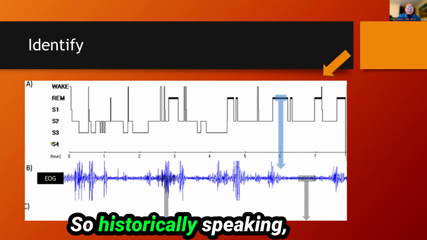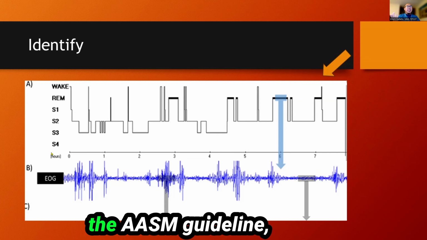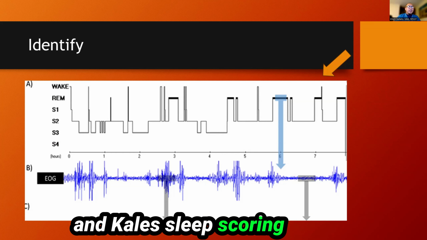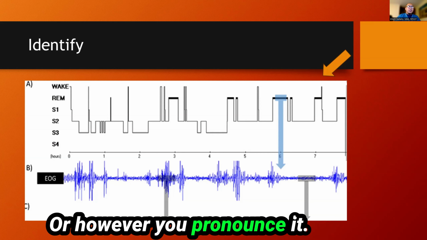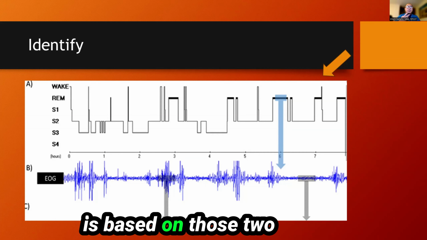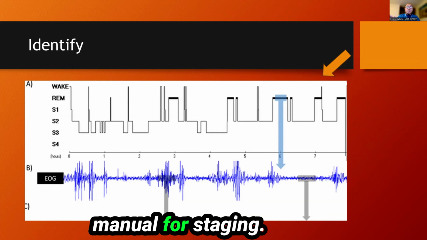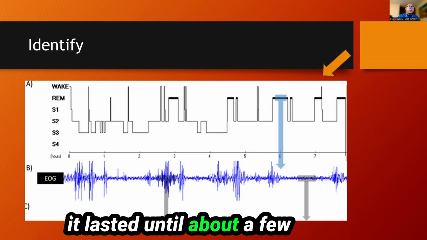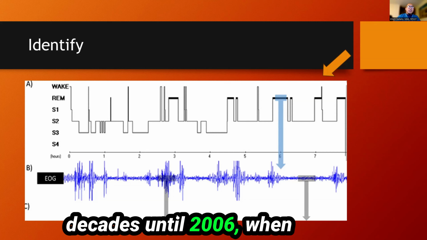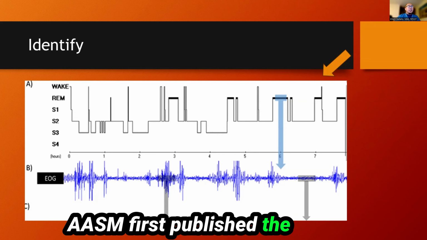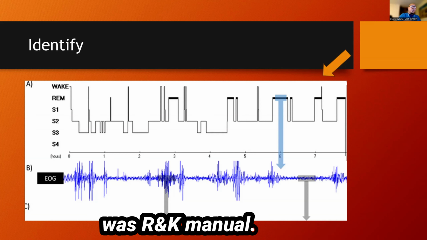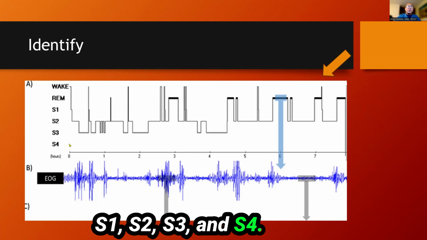So historically speaking, we used to follow not the AASM guideline. We used to follow the R and K manual, Rechtschaffen and Kales, or however you pronounce it. The R and K manual is based on those two doctors creating the manual for staging. And it lasted until about 2006, when AASM first published the very first manual for scoring. So it became AASM, but before that it was R and K. The manual, we used to call it S1, S2, S3, and S4.